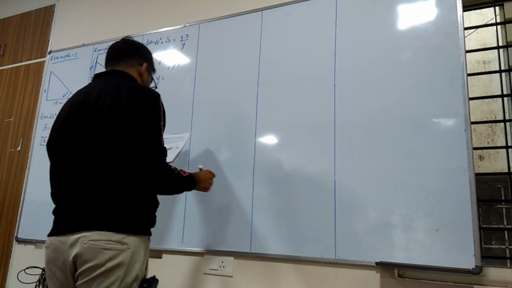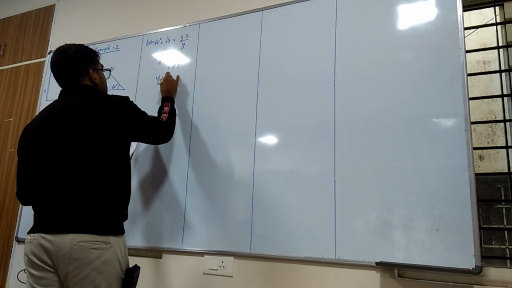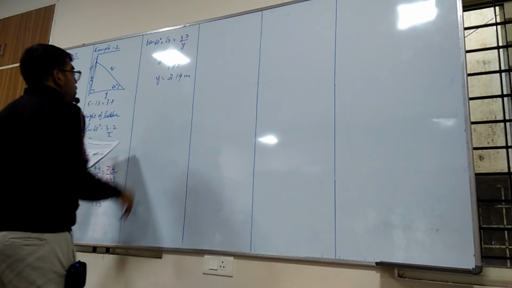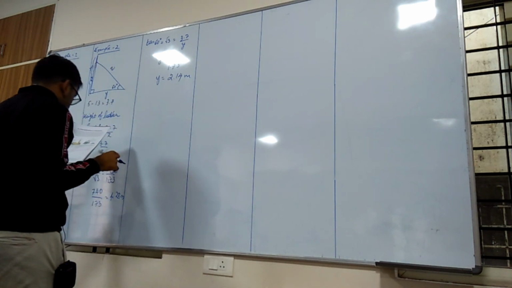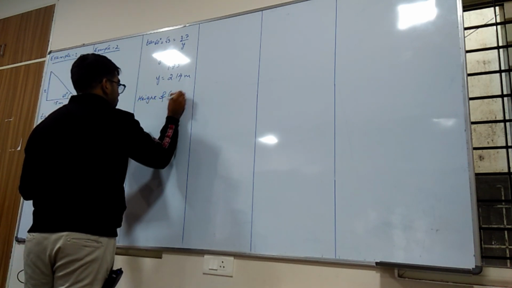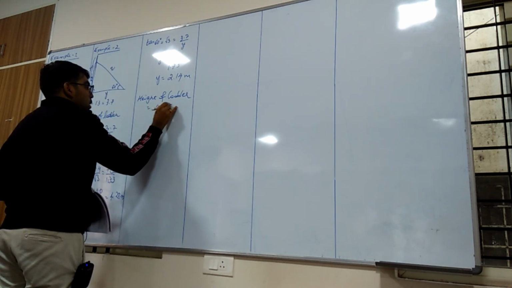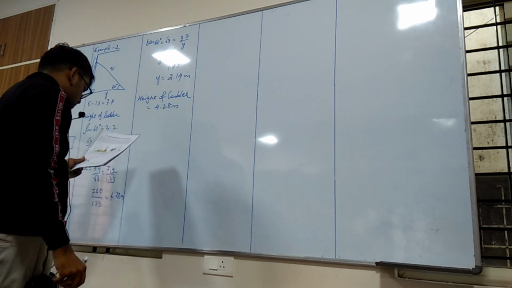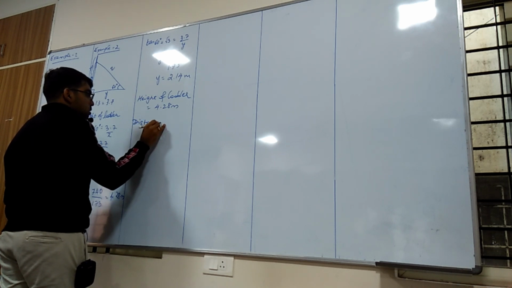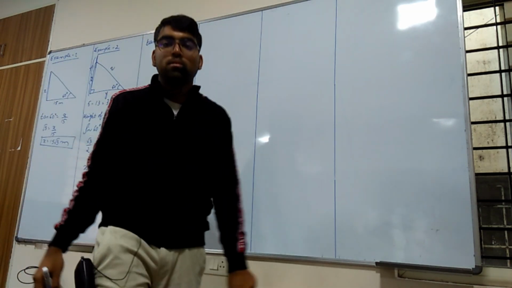What is the value of y? 2.14 meters approximately. Okay, so next you have to write a conclusion. The length of the ladder is 4.28 meters. Then also we have to tell the distance between the foot of the pole and the foot of the ladder, 2.14 meters. Conclusion is important.